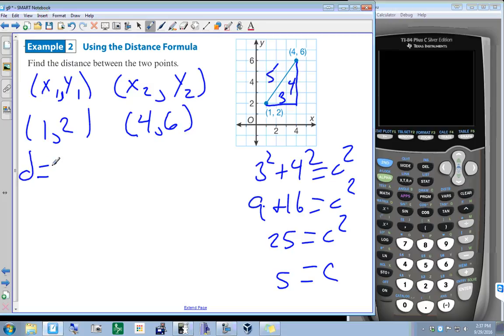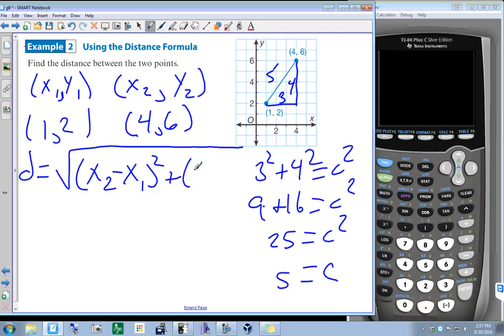Now, the distance formula is equal to the square root of x2 minus x1 squared, yes? Plus y2 minus y1 squared. Is that right? Okay. So, now I plug it in.